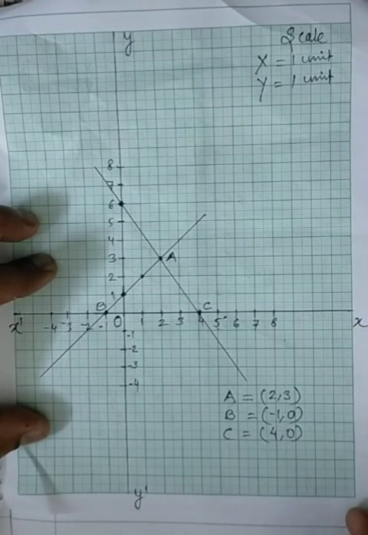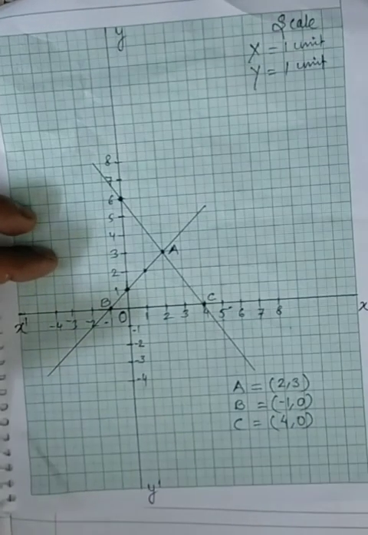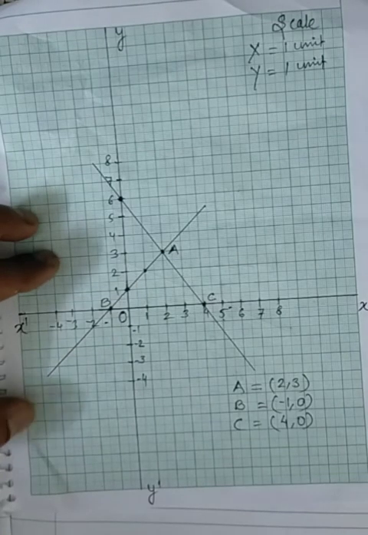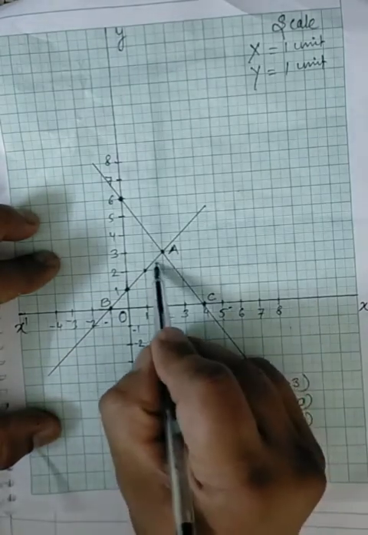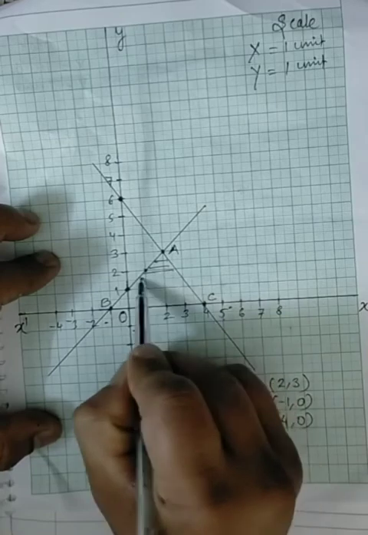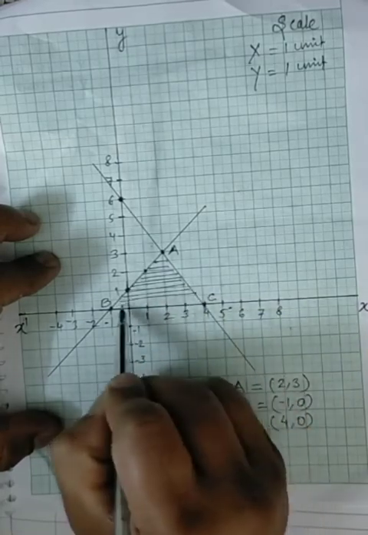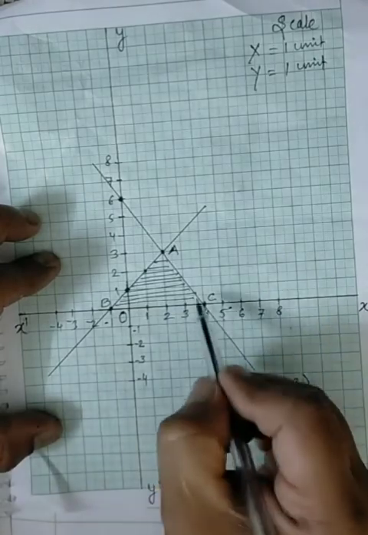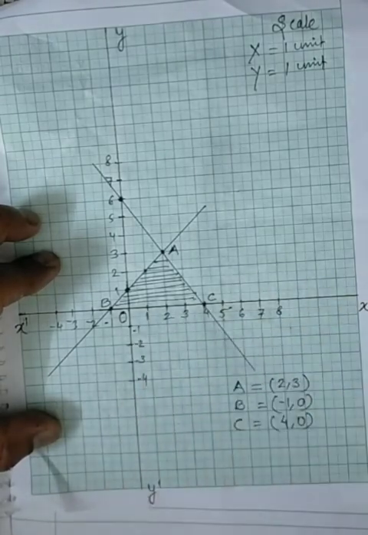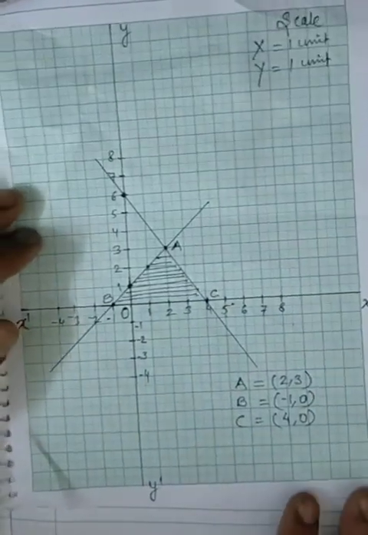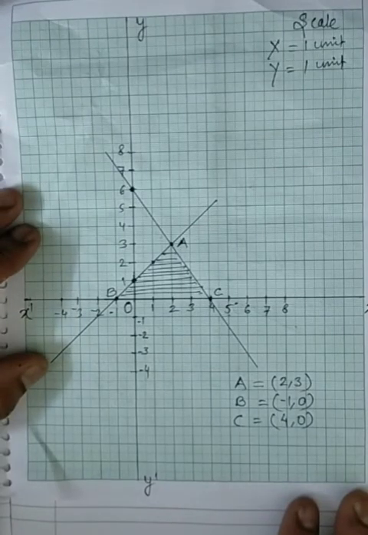So these are the 3 vertices of the triangle ABC, and the coordinates are 2, 3, -1, 0 and 4, 0. And as we are given that we have to shade the triangular region, so you can shade it according to your choice in whatever way you want to shade it. You can do it either drawing these lines, or you can do some shading with the pencil, so you get your required triangle.